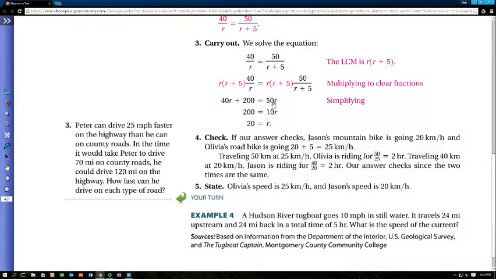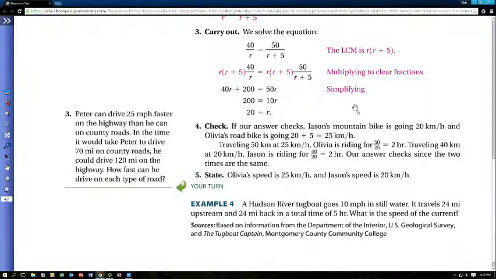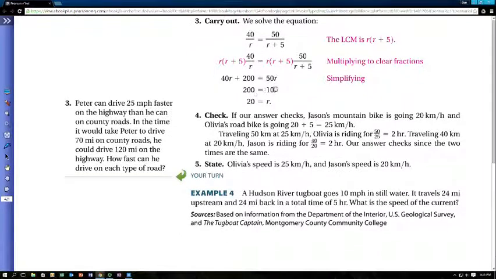That's how you simplify fractions. And if you attempt this and you still end up with a fraction, then you've probably done something wrong. So now we have a simpler equation to solve. They add negative 40 to both sides. They get 200 equals 10r, and then take 1/10 times both sides, you get 20 equals r.